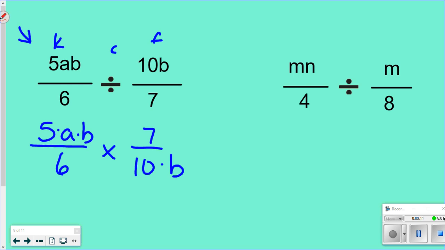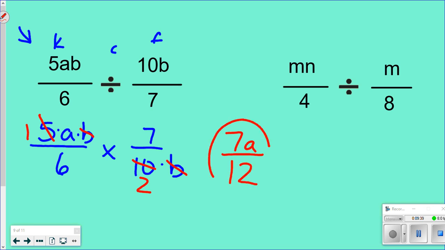So I'm going to first start with my numbers. 5 can go into 5 once, 5 can go into 10 twice. I have B's that are across from each other, so B's can also be reduced. Remember, you can only reduce kitty corner. You cannot reduce up and down or side to side, so kitty corner is the only way. So now I have everything reduced that I can, and I would take 1 times A times 7, which would be 7A. And then bottom would be 6, and I have 2 also on the other side, so it would be 7A, and then 12 would be my answer.